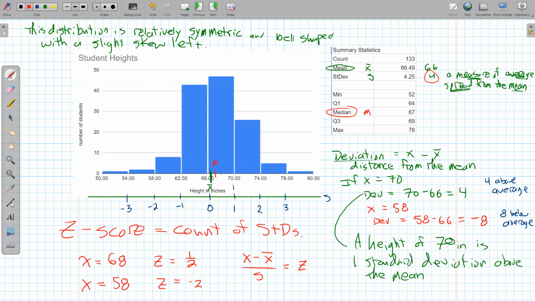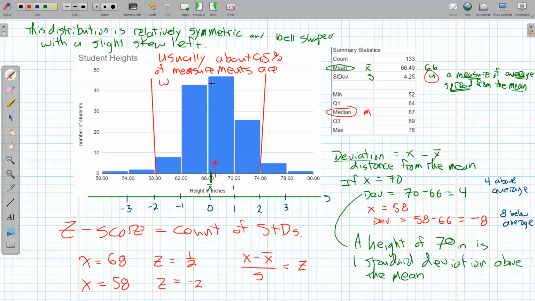Interesting thing about these standard deviations is that in general, when we look 2 standard deviations on one side and 2 standard deviations on the other side, we end up usually with about 95% of the data in between. So usually about 95% of the measurements are within 2 standard deviations of the mean.